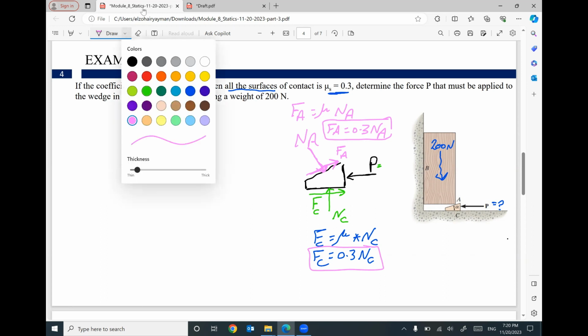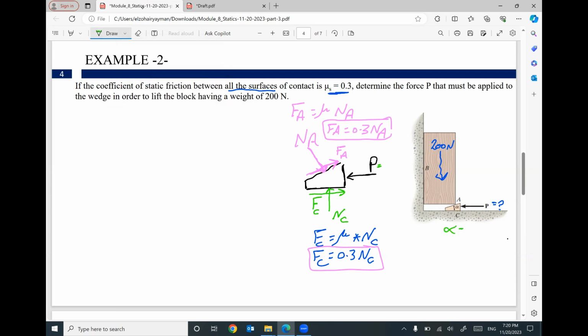I forgot to mention we are missing something here. This angle alpha equal 5 degrees. This angle should be given. So keep in your mind that this angle alpha will be the angle for this force and the value for this force. Alpha equal 5, and the alpha equal 5.